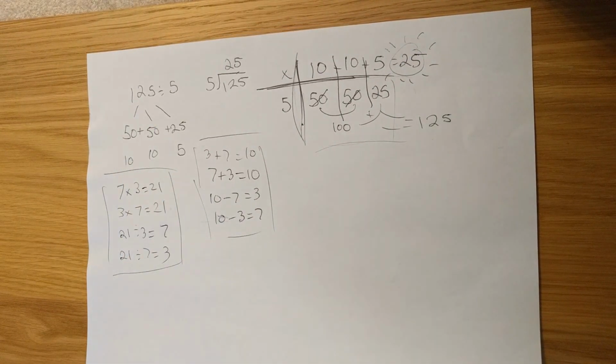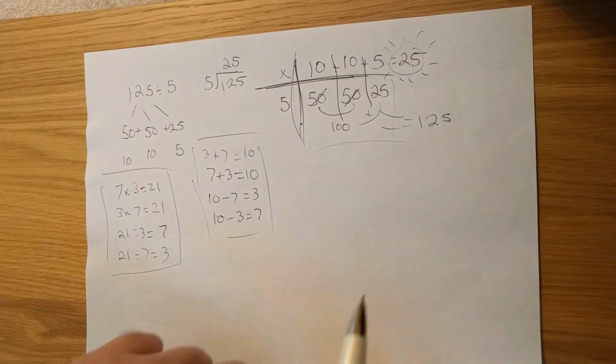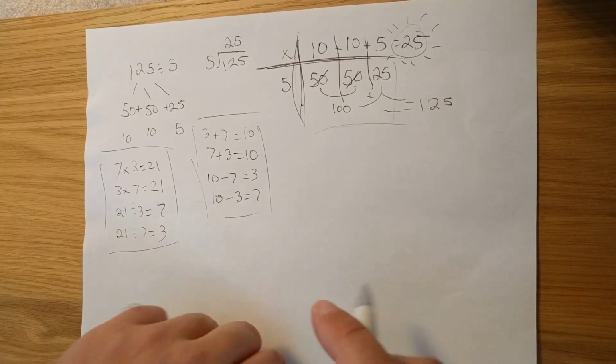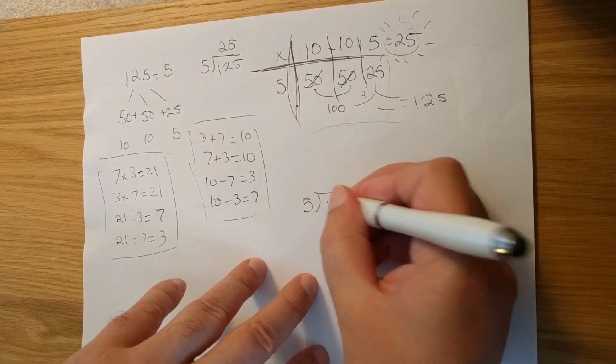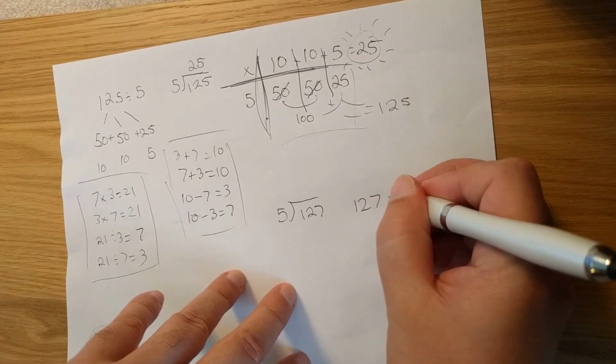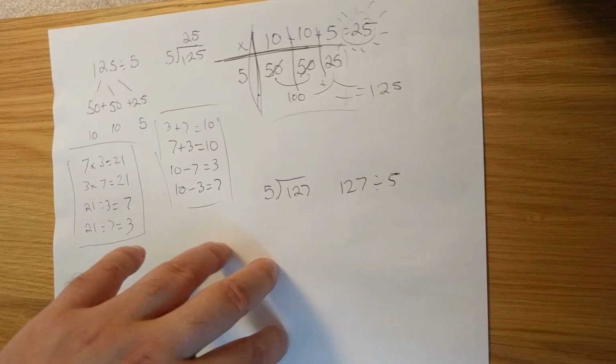Well, let's try with a little bit harder numbers. Let's try even adding a remainder this time. So let's go 5 into 127, or 127 divided by 5. So we know there's going to be a remainder here.